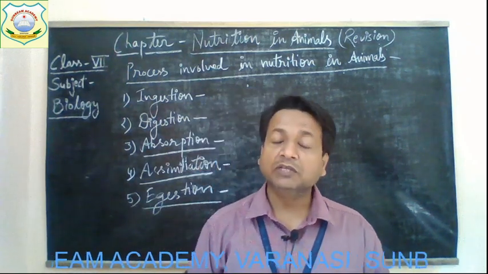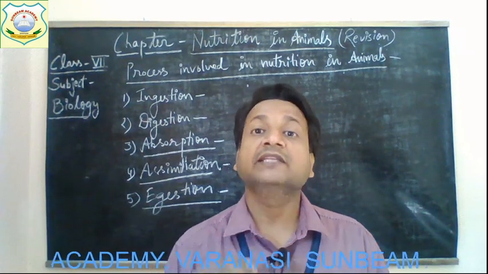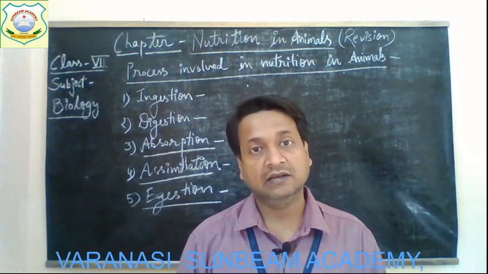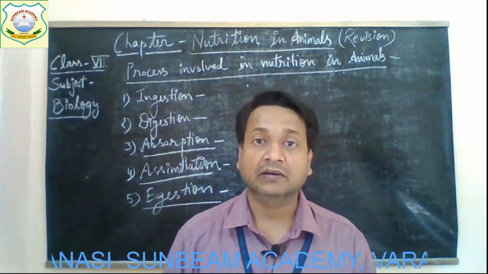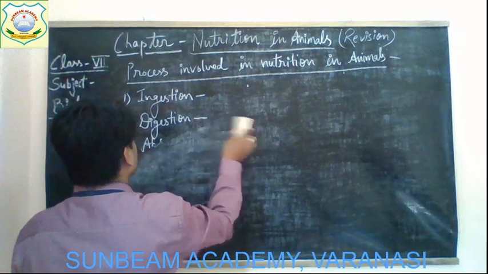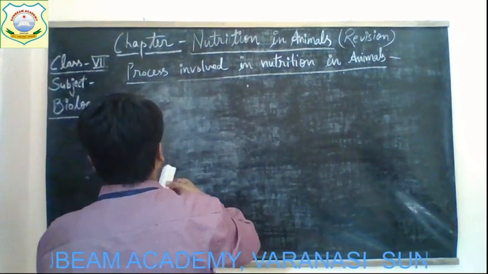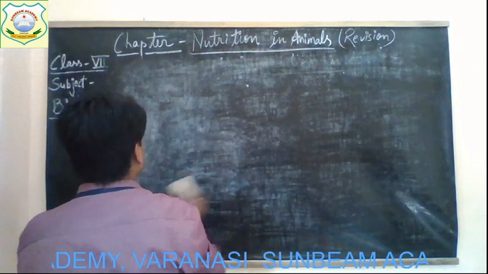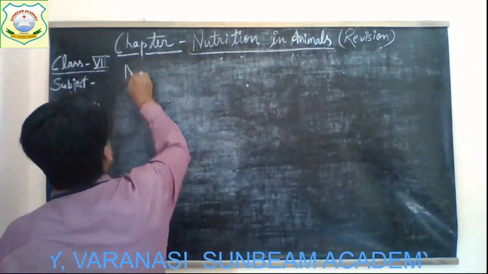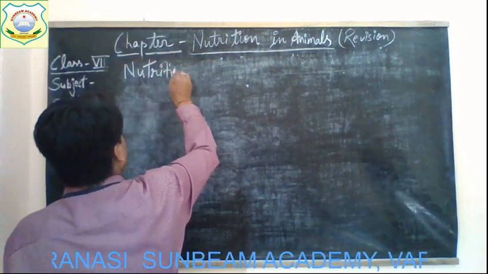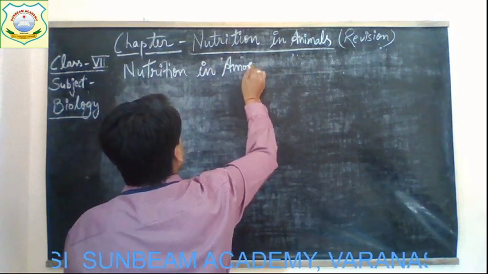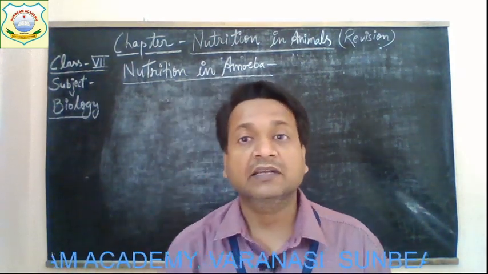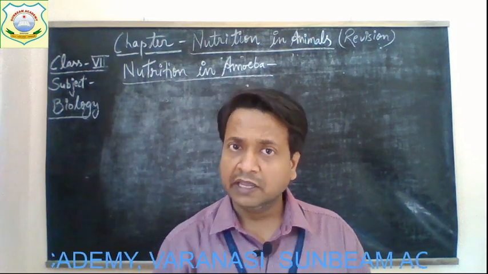Got it, children? Now I'm going to first explain the process of nutrition in some simple organisms, and after that I will discuss the process of nutrition in human beings in detail. Alright? So first of all, the nutrition in amoeba. Children, as you know, the amoeba is a unicellular organism. Okay, it's a very simple organism.